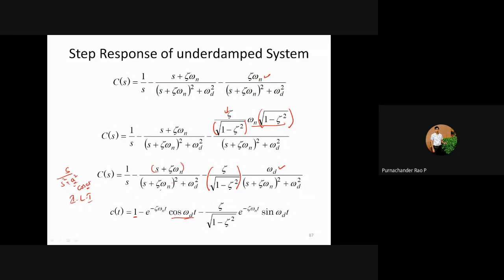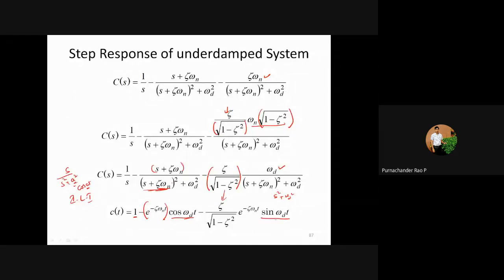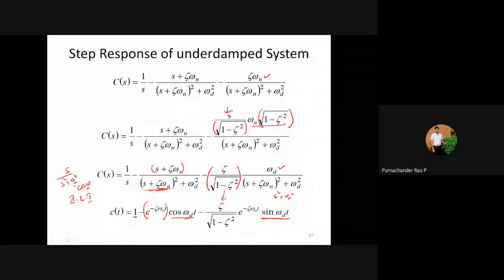But the s term is there, 1 by (s plus something), which should be represented as an exponential term, e power minus zeta omega n into t. This is a convolution function. This will be kept as it is, but omega d by (s square plus omega d square) is going to be sine of omega d into t. So 1 by (s plus something) gives an exponential of e to the power of minus zeta omega n into t.